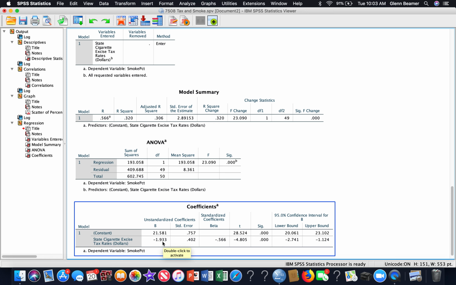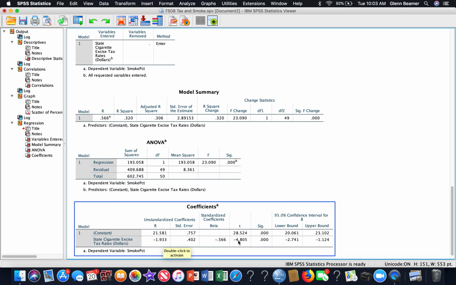The second thing I'm interested in in this box, or mini box, is the standard error, which is 0.402. And remember, anytime that the standard error is less than half of the absolute value of the regression coefficient, it's likely a significant relationship. Or put another way, anytime that 1.96 times the standard error is less than the absolute value of the coefficient, then it's likely significant.